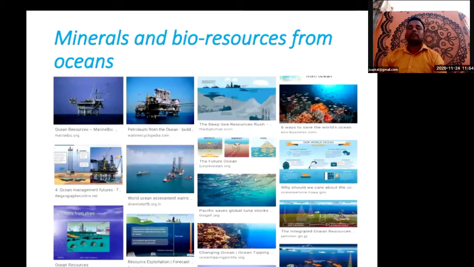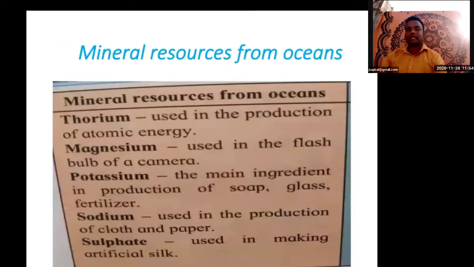Now, Bombay High, which is in the Arabian Sea off the shore of Mumbai, has large oil and gas wells. You can see over there the marine wealth: shells, pearls and gems. Now, mineral resources from the oceans and the bioresources in the ocean. Next slide, sir. There is mineral ocean, meaning what we can see.